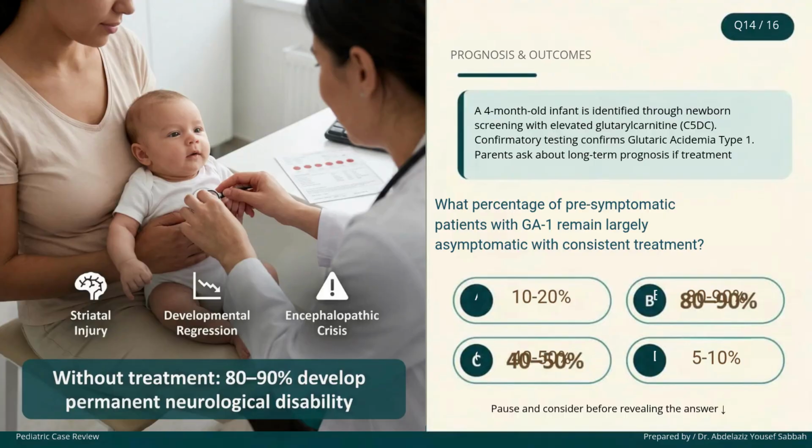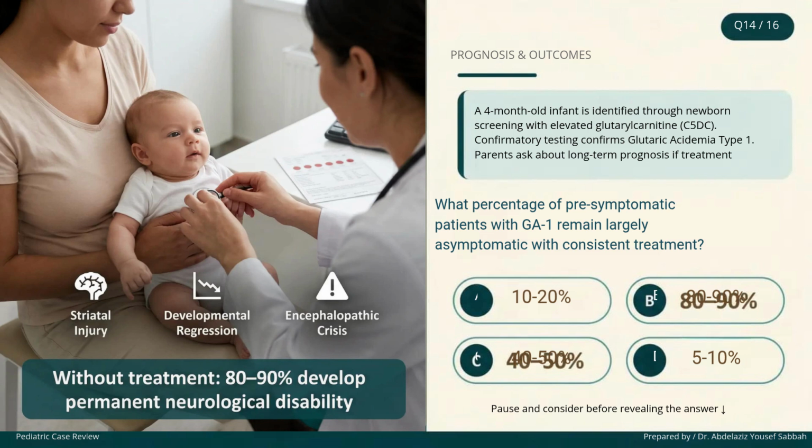Case 14. A 4-month-old infant is identified through newborn screening with elevated glutarylcarnitine. Confirmatory testing confirms glutaric acidemia type 1. Parents ask about long-term prognosis if treatment is started immediately and maintained consistently. What percentage of pre-symptomatic patients with glutaric acidemia type 1 remain largely asymptomatic with consistent treatment?